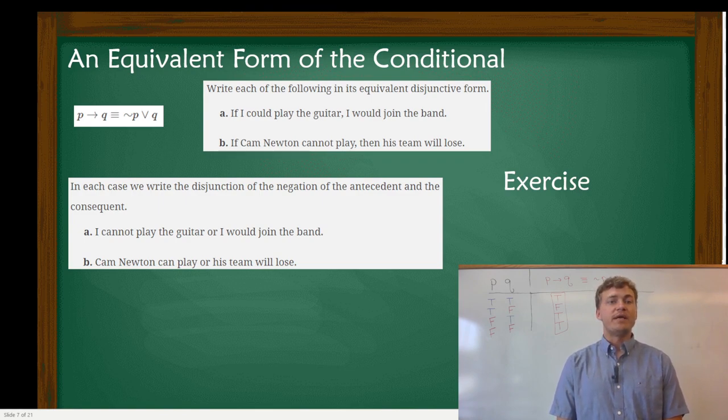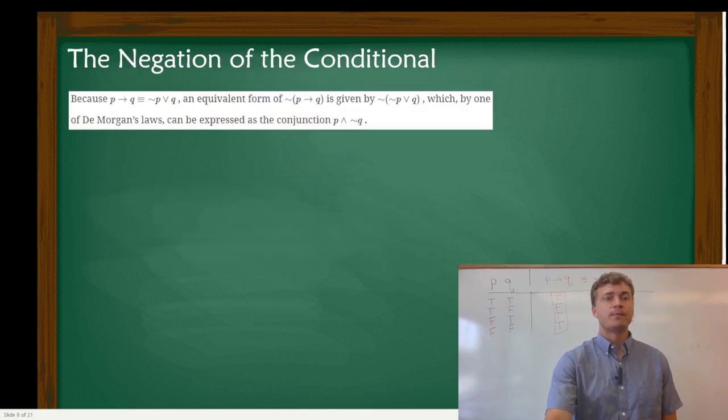Likewise for part B, if Cam Newton cannot play, we're going to negate that and say Cam Newton can play or his team will lose. I misread when I was trying to look at that. So if Cam Newton cannot play, negating that is Cam Newton can play. So Cam Newton can play or his team will lose.